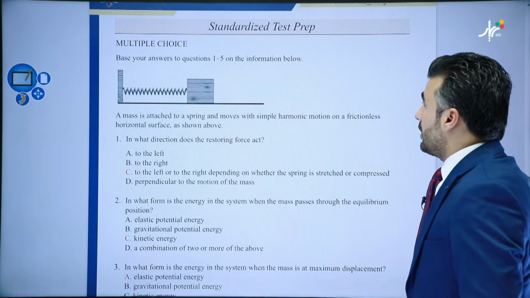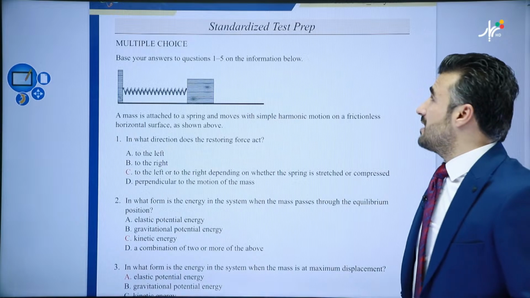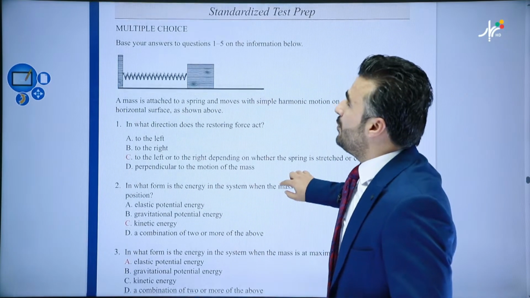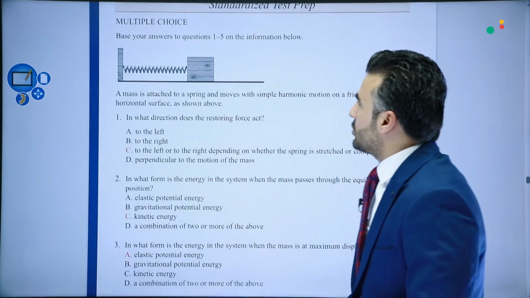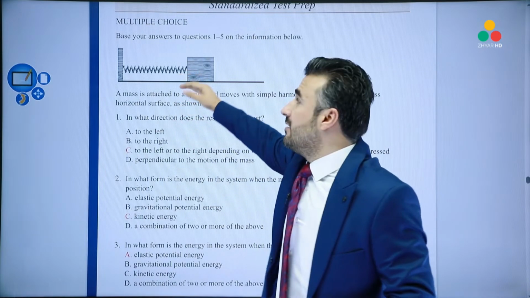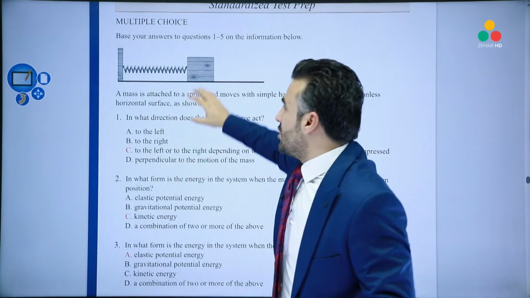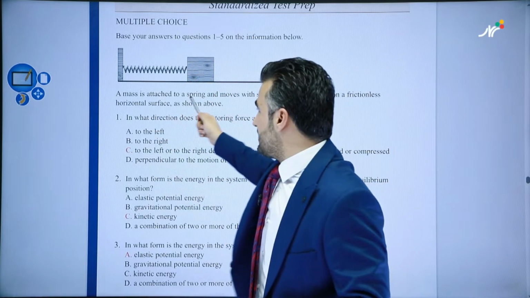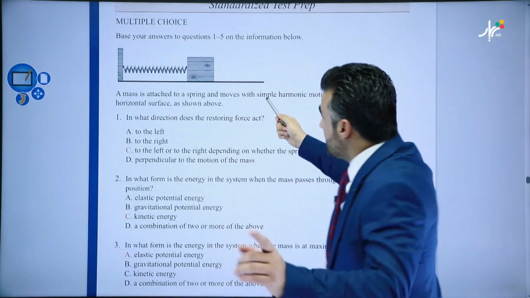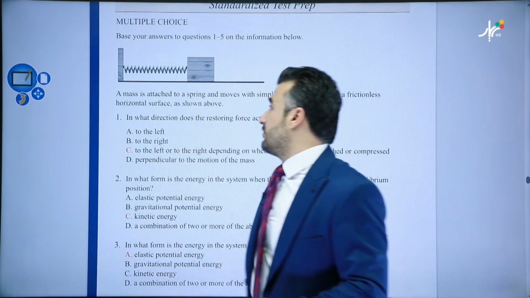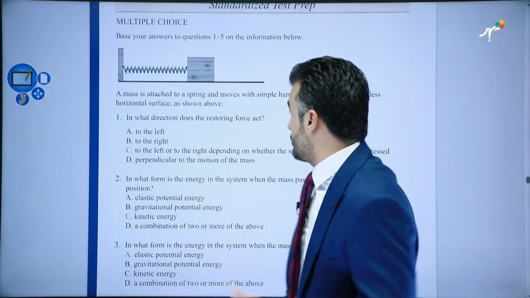Okay, now let's go through these standardized test preparation. So of course we have multiple choice questions. The first one says, base your answers to questions 1 to 5 on the information below. So we have this piece of information for question 1 up to 5. Use this diagram to answer the question, okay? So here's what we have. It says a mass is attached to a spring and moves with simple harmonic motion on a frictionless horizontal surface as shown above, yeah?